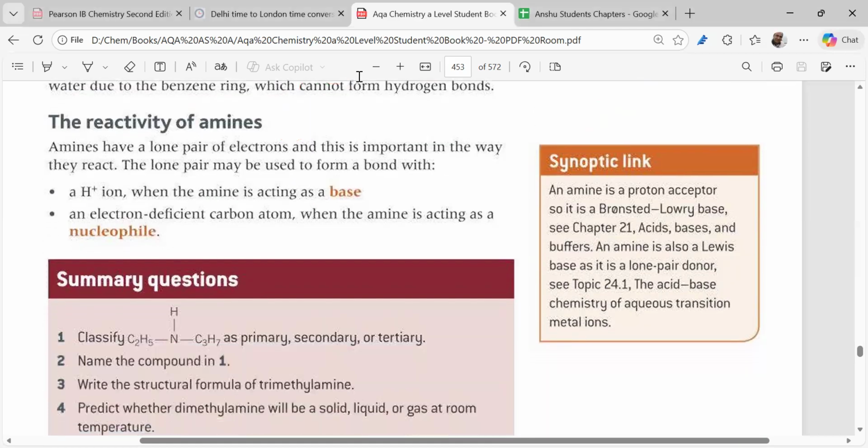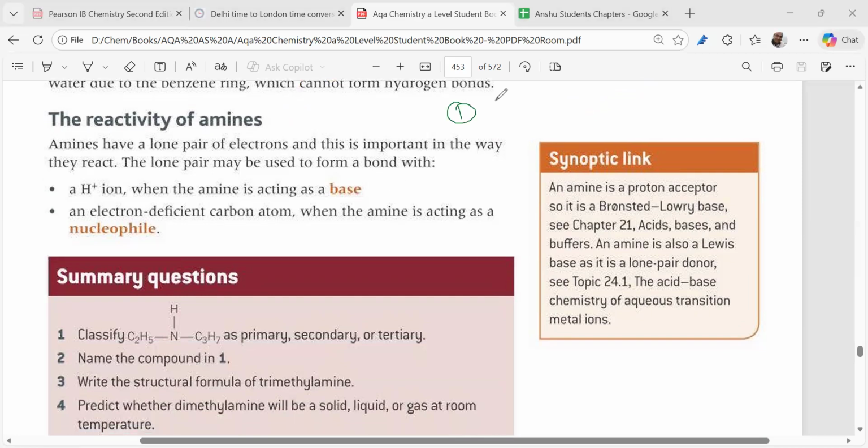If you see the reactivity of the amines, we have to know the important rules of acids and bases. The first is the Bronsted-Lowry acid-base theory. Bronsted-Lowry tells us that an acid is a proton donor, and a base is a proton acceptor. There's also the Lewis acid-base theory. I don't know whether this has been done in school or not, but you have to learn this. Lewis theory tells you that an acid is a lone pair acceptor. You can write this down. A base is a lone pair donor.